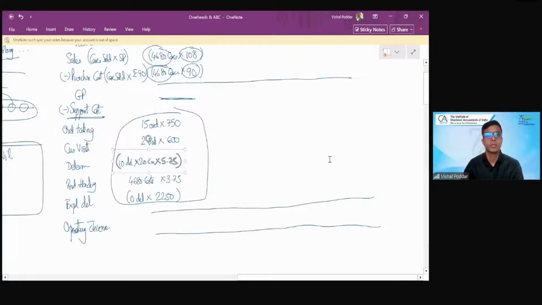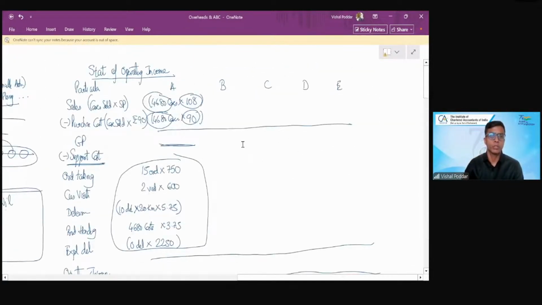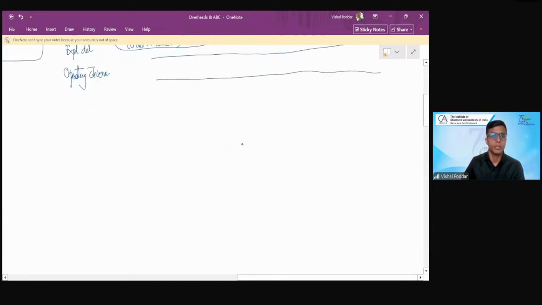So this is a sum where only the ORR is to be found. See, in the previous sum, ORR was given. We simply did charging, that is, the second step in ABC. Now in this sum, we are doing the first step of ABC. So first is calculation of ORR, traditional method.